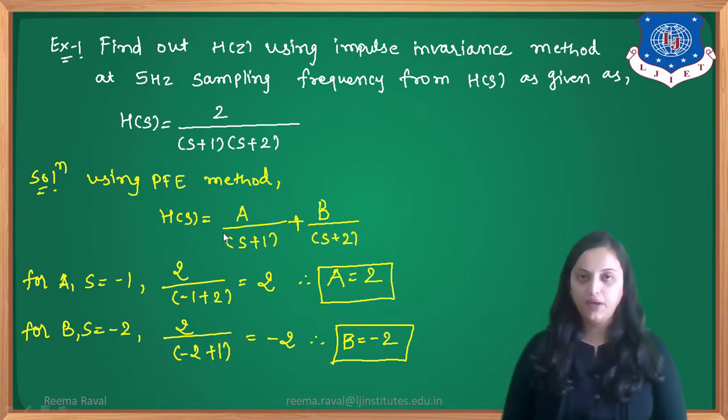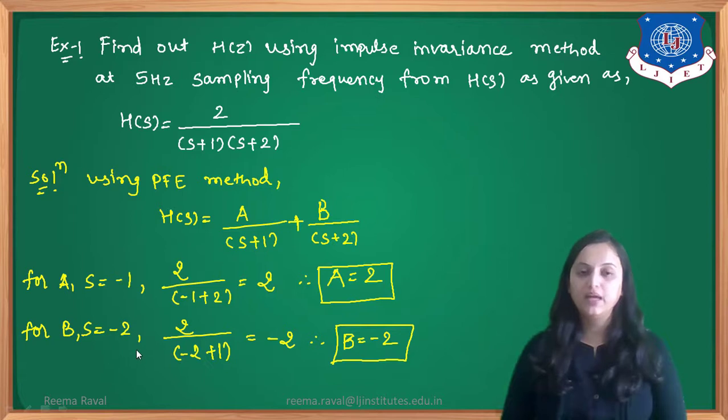For obtaining the value of a, we will take s equals to minus 1. And for obtaining the value of b, we will take s equals to minus 2. When we take s equals to minus 1, we get the value of a as 2. That means here we place 2 upon minus 1 plus 2, because s plus 1 will be cancelled out for the value of a. So this will give the value of a as 2.